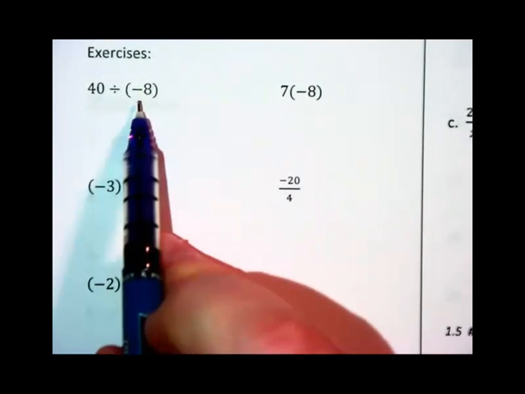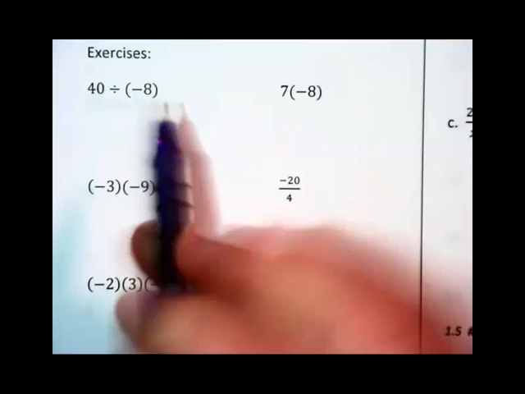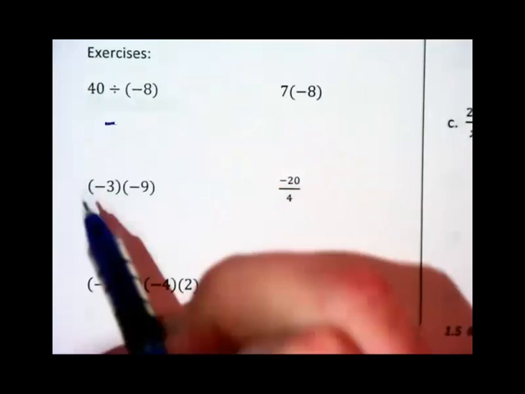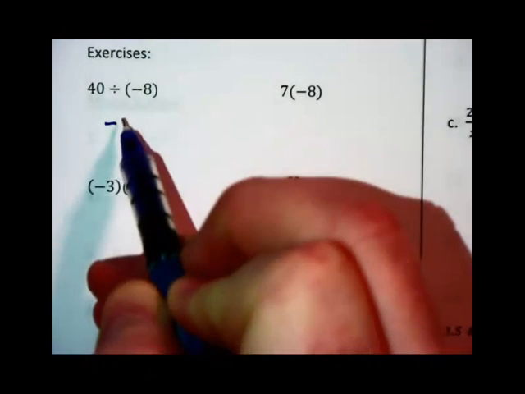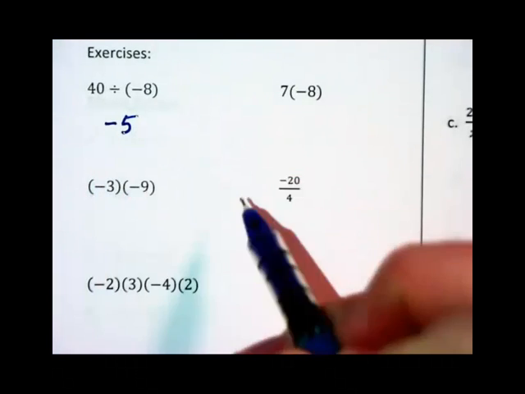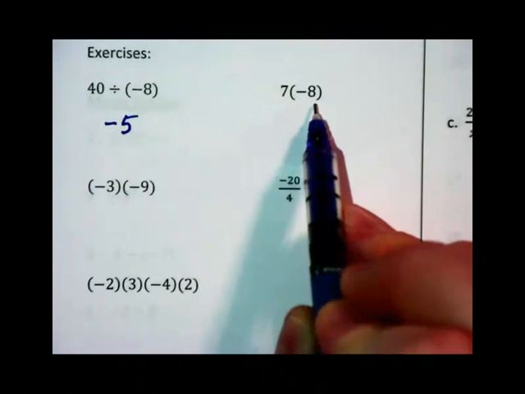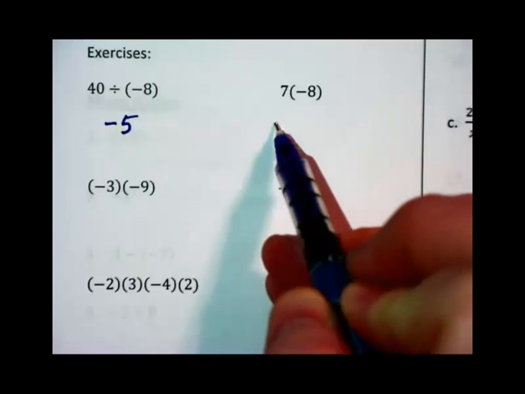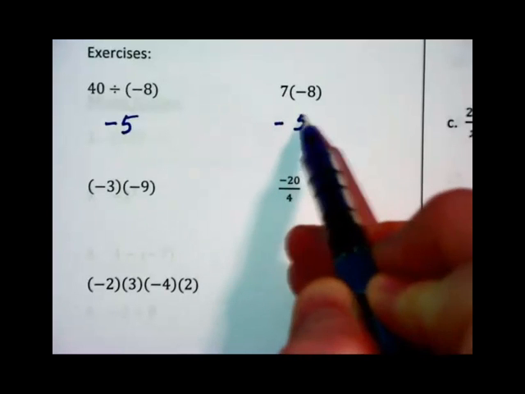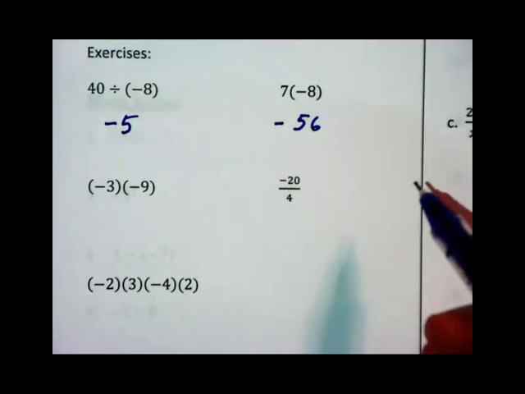40 divided by negative 8. They are opposite in sign, so the quotient will be negative. And 40 divided by 8 is 5, so negative 5. Multiplying, the signs are opposite, so the product will be negative, and you get negative 56. 7 times 8 is 56.